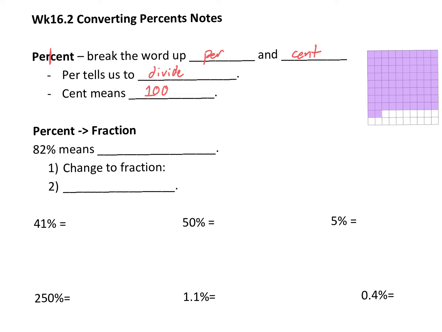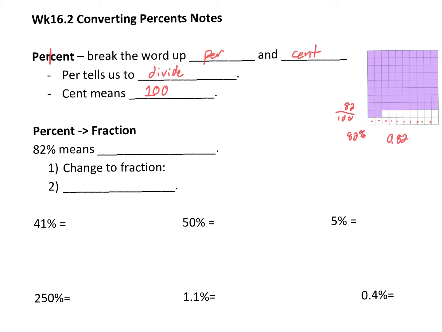We're dividing by 100. So looking at this picture over here, I've got 100 little squares, and the ones that are purple would be 82. 82 per 100. 82% are purple. 82 hundredths. Those all tell us the same thing.